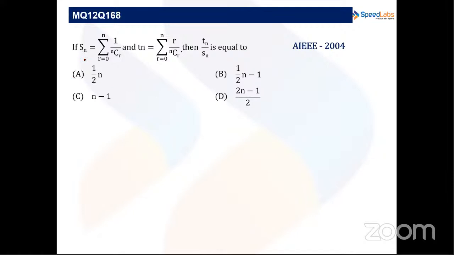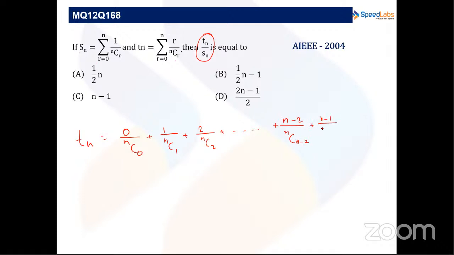It is given Sn is equal to the summation r equals 0 to n of 1 upon nCr, and Tn is equal to the summation r equals 0 to n of r upon nCr. We need to find the value of Tn upon Sn. So Tn we can write as 0 upon nC0 plus 1 upon nC1 plus 2 upon nC2 plus so on up to n-2 upon nC(n-2) plus n-1 upon nC(n-1) plus n upon nCn.